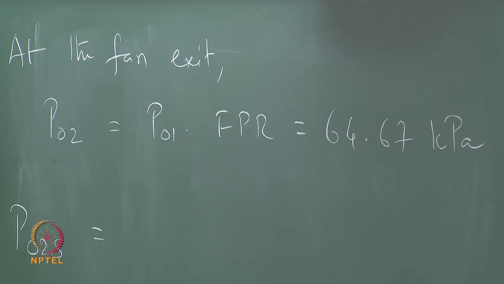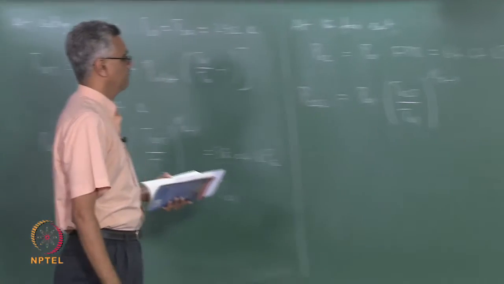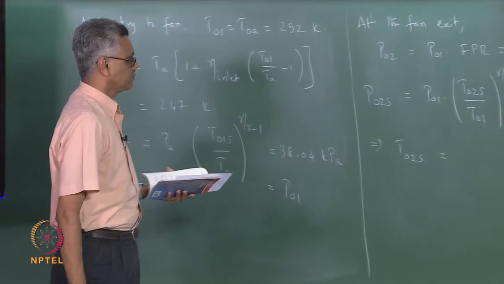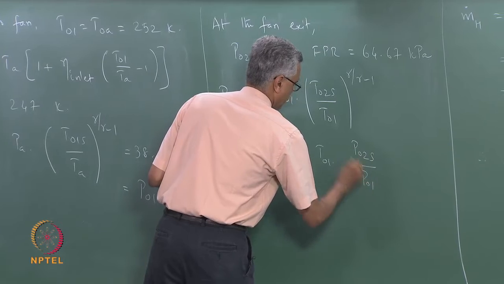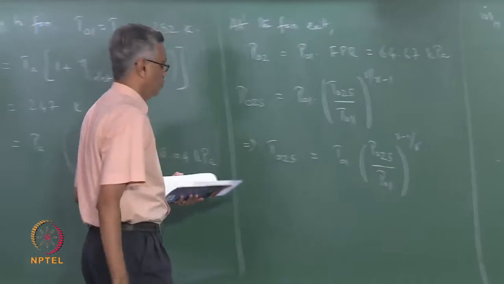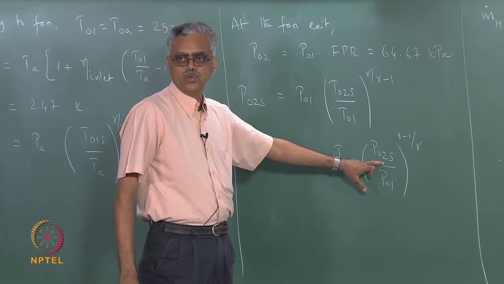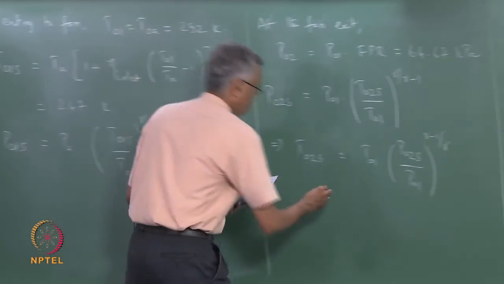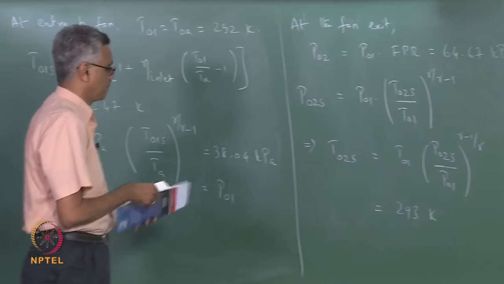Remember, P02S is equal to P01 times (T02S divided by T01) raised to the power gamma over gamma minus 1, which tells me that I can calculate my T02S as T01 times (P02S divided by P01) to the power gamma minus 1 over gamma, right? And P02S is equal to P02, right? Both the states lie on the same isobar. So I can substitute the numbers, and if I do that, I get T02S to be 293 Kelvin.